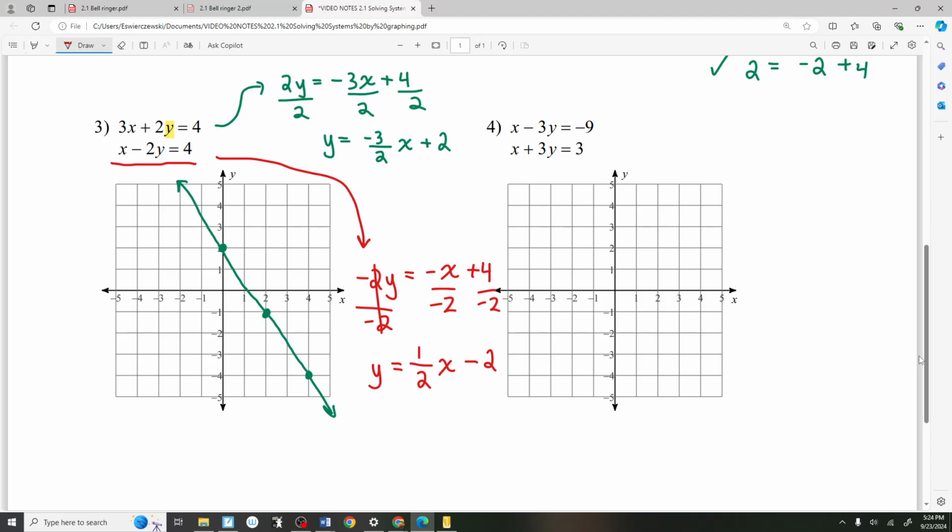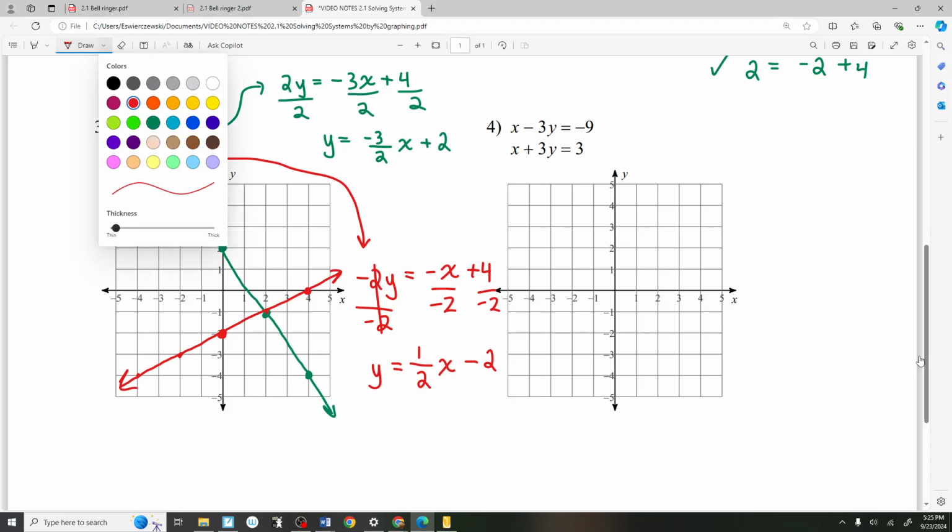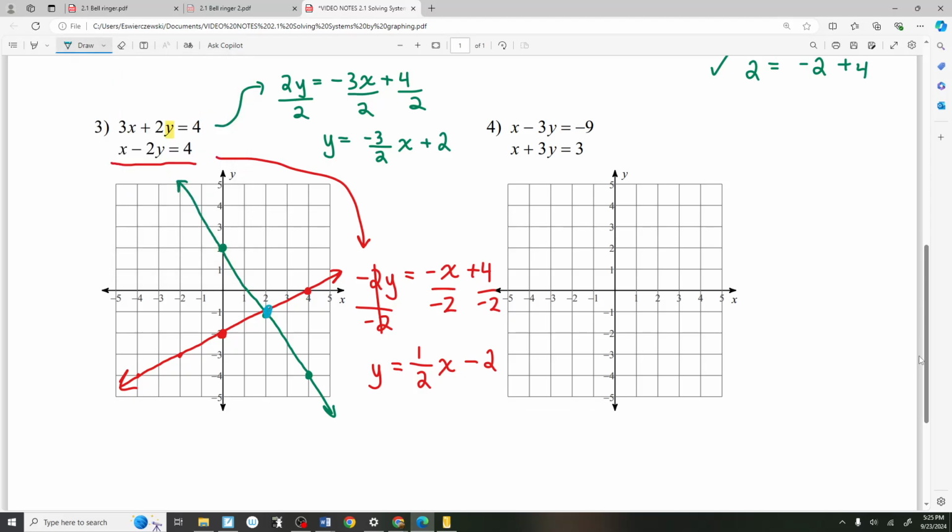So now I can go ahead and use this equation in slope-intercept form. My y-intercept is negative 2, and my slope is 1/2, which means I go up 1 over to the right 2. So this is going to be my second graph, and again we can see these are going to clearly intersect at the point 2 comma negative 1.